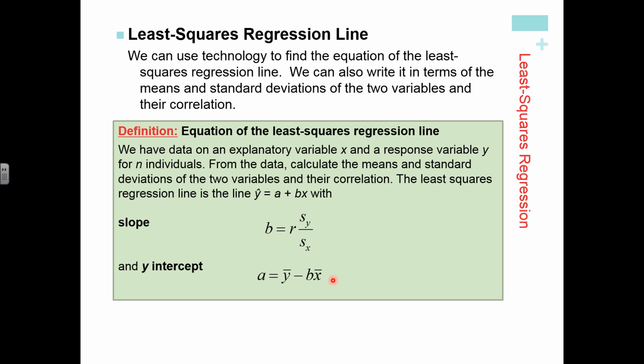Now you've got to remember, for any least squares regression line, if it's truly a least squares regression line, the mean will always pass through that line. The mean of your data set will always pass through that line. So that's why we're able to use our mean to find our y-intercept.